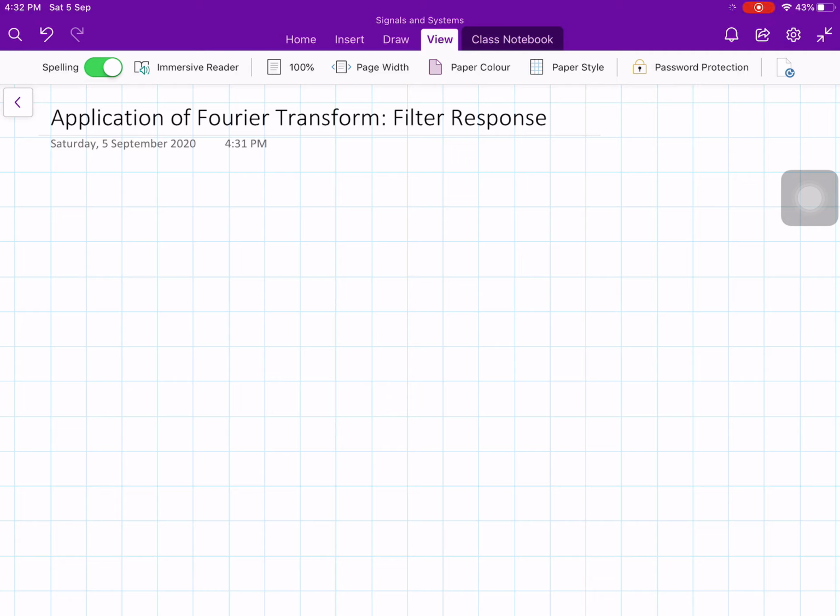We are talking about application of Fourier transform. So in this lecture also we will continue. Specifically we are going to talk about filter response. So let us recap what we have done till now.